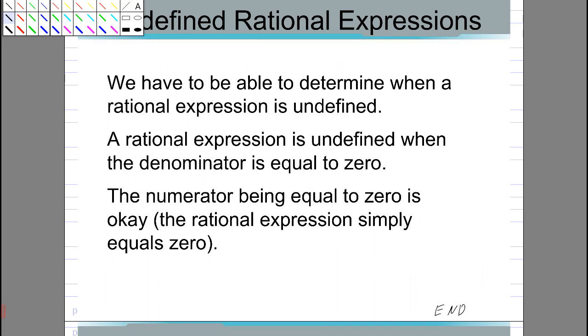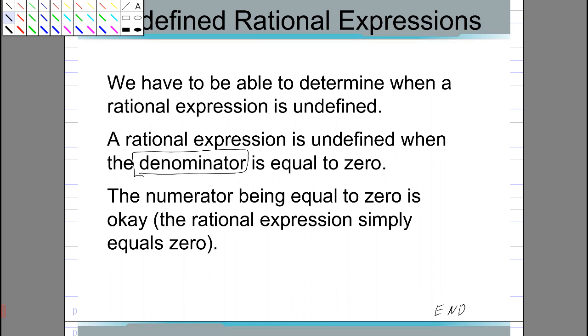Okay, so we have to be able to determine when a rational expression is undefined. Okay? It's undefined when our denominator, the bottom part of your fraction, is equal to 0. Numerator being equal to 0 is okay. The top can be 0, but the bottom cannot. We cannot divide by 0.